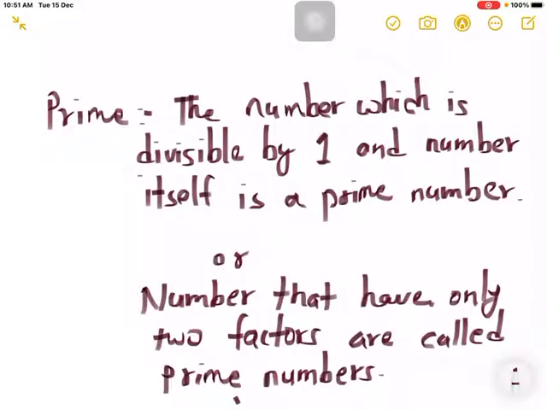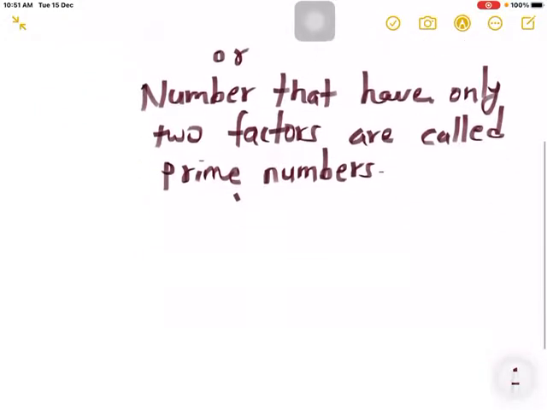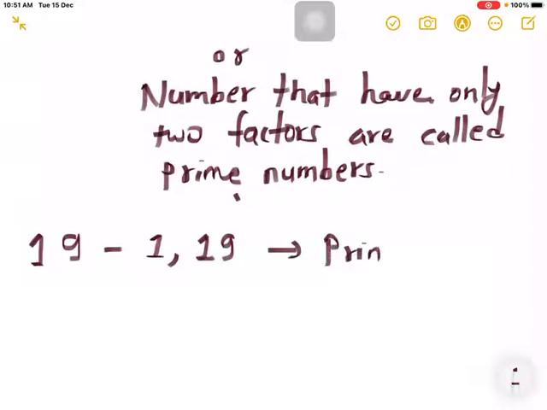Why do prime numbers have only two factors? Because it is divisible by only 1 and the number itself. That is why it has only two factors. For example, let me give one example, like 19. The number 19 has only two factors, 1 and 19 itself. So that is why it is a prime number. Understood?